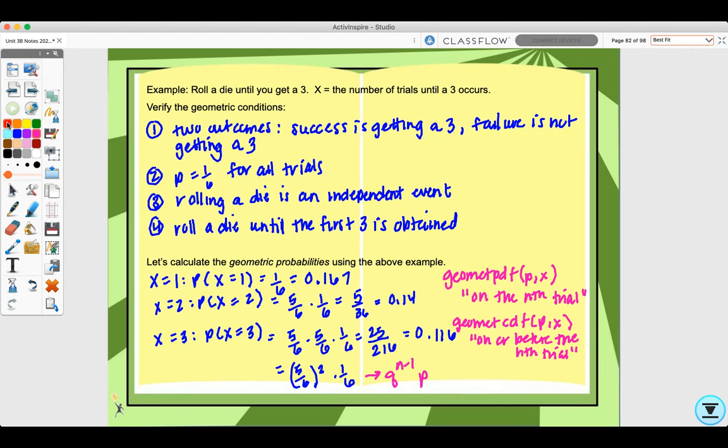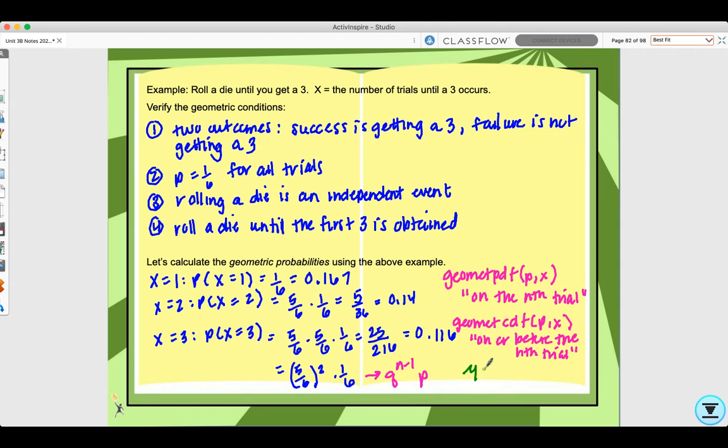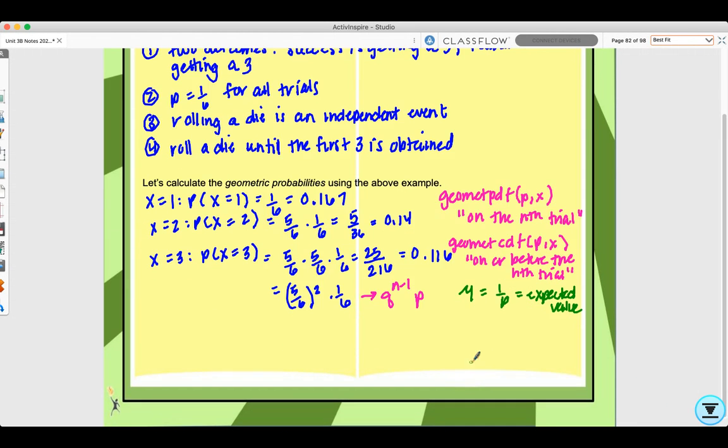And for both of these, you need to know that to find your mean, when this is on your formula sheet, it would be 1 over p, which is also known as your expected value. And to find your standard deviation, which is also on the formula sheet, it would be the square root of q over p squared.